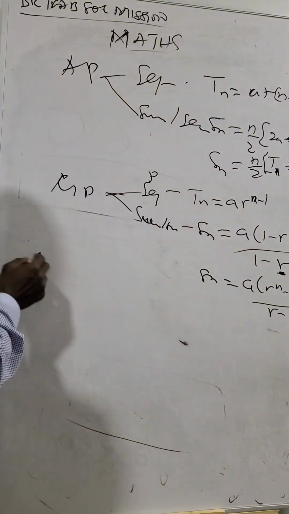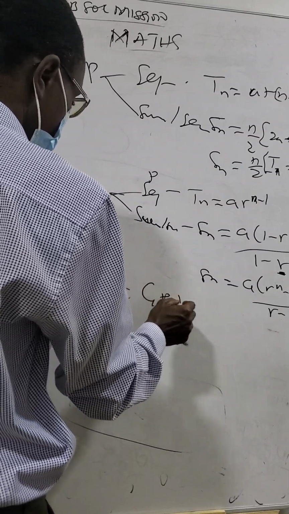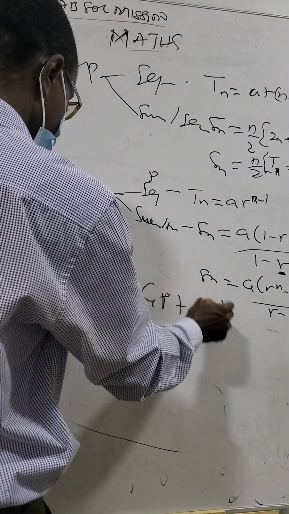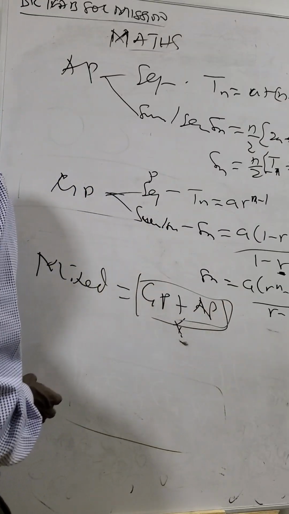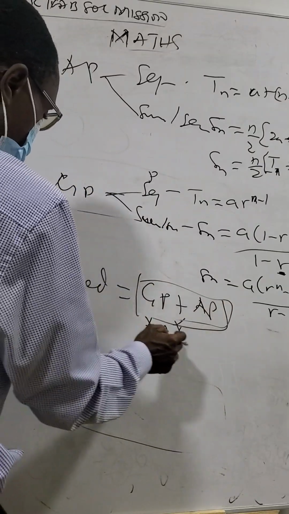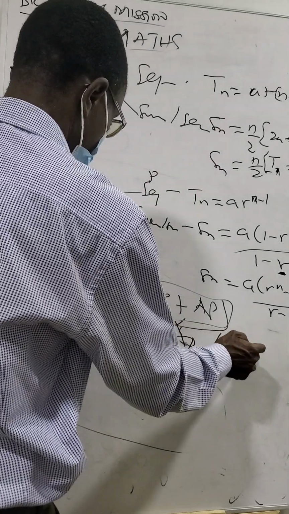And then we said we can have the mixed kind of question where you can have GP being manipulated with AP. It can be any kind of manipulation. That's a mix. Sometimes it can be AP and AP, or it can be GP and GP.